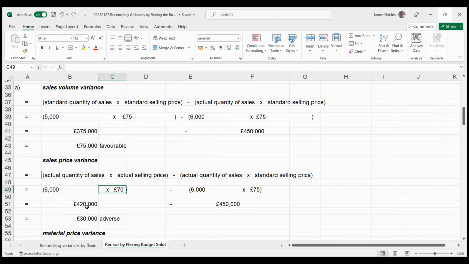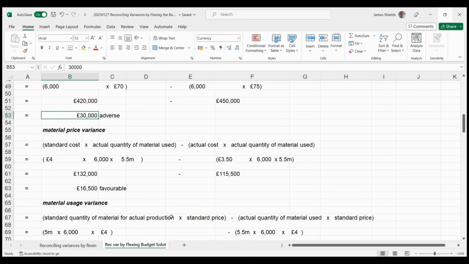6,000 times 70 gives us £420,000, and 6,000 times 75 gives us £450,000. So the difference there is £420,000 take away £450,000, it's £30,000 difference, and the actual selling price was less than the standard selling price, so therefore it's adverse. So it's £30,000 adverse. Material price variance now.